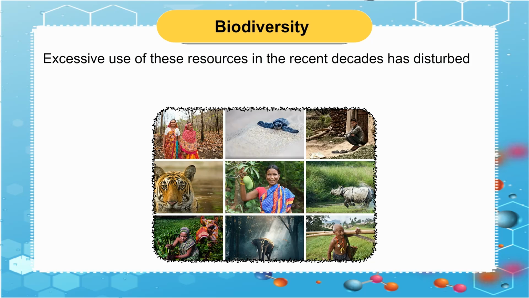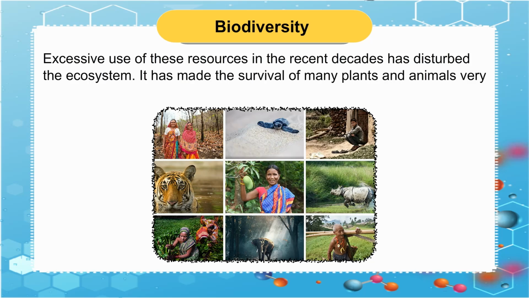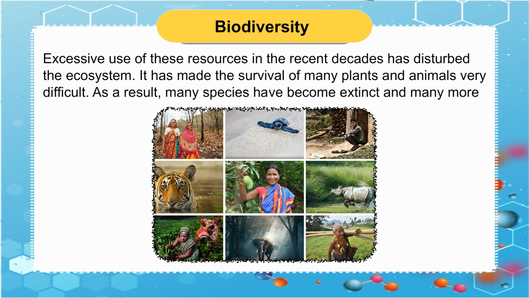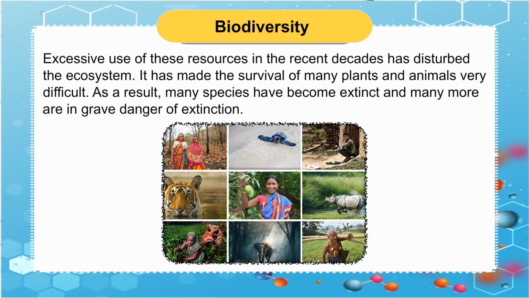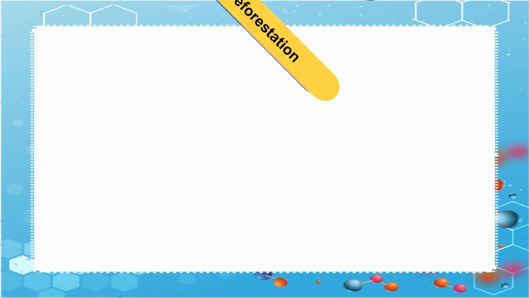Excessive use of these resources in the recent decades has disturbed the ecosystem. It has made the survival of many plants and animals very difficult. As a result, many species have become extinct and many more are in grave danger of extinction.